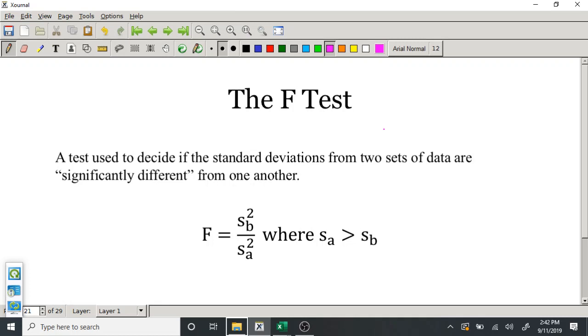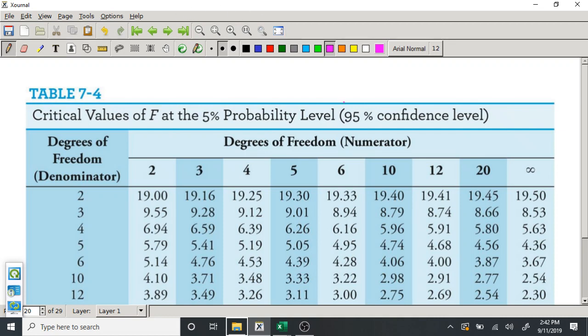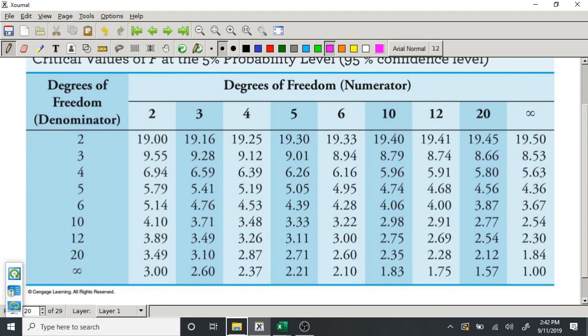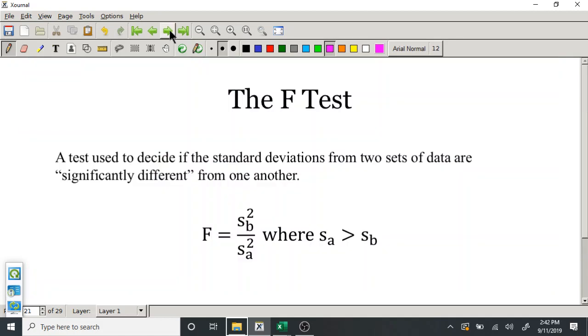Then you go and look on this table and decide, based on the number of degrees of freedom for both your sets of data, if my F value is greater than what I see here, they're significantly different. If it's less, then they're pretty much the same. An ideal would be an F value of 1, where you have exactly the same standard deviation for both sets of data. That's one thing to evaluate.